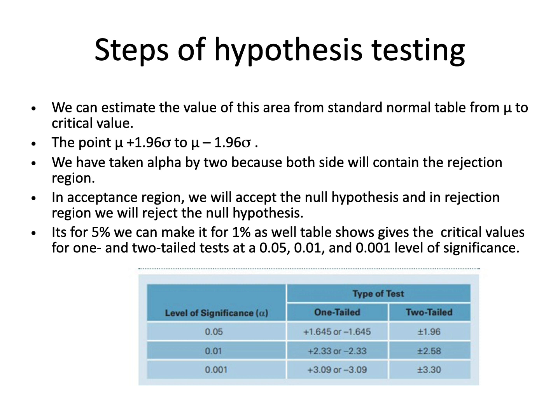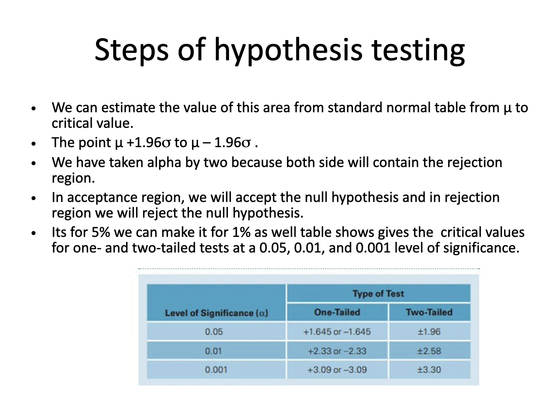It is for two-tailed, and we have taken alpha divided by 2 because both sides will contain the rejection region. In the acceptance region we will accept the null hypothesis, and in the rejection region we will reject the null hypothesis. And it's for 5% level of significance. We can make it for 1% as well as others.